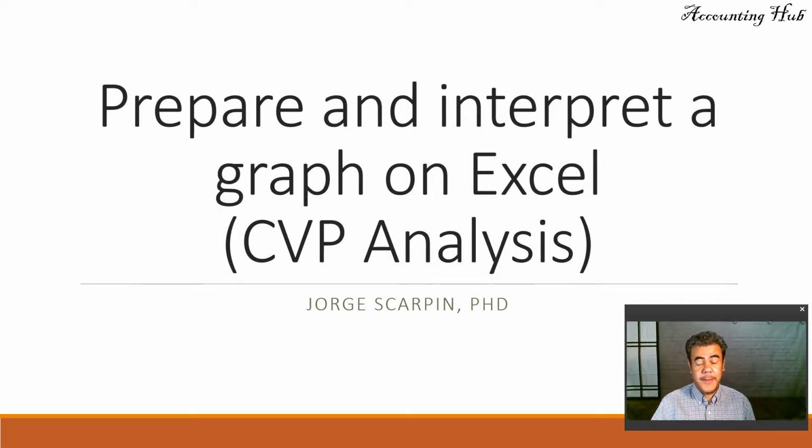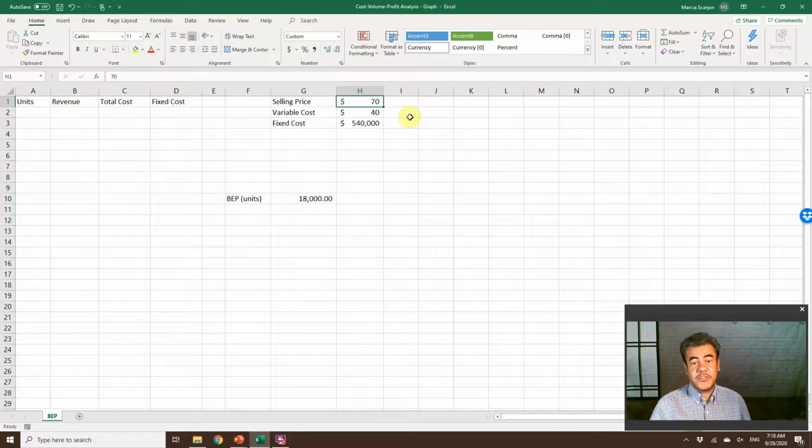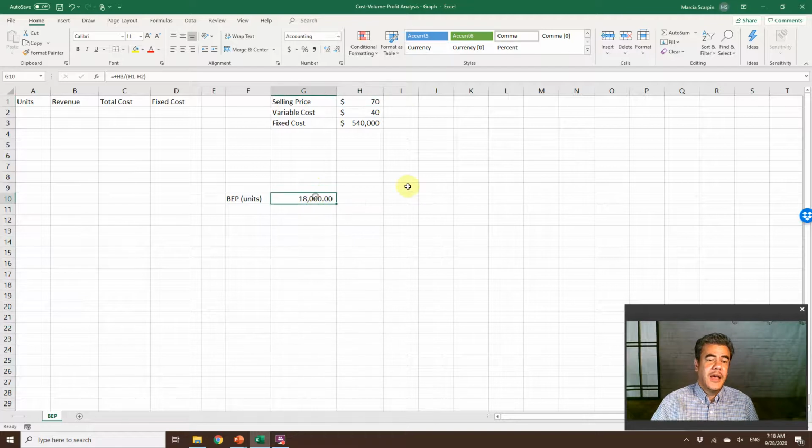I'm Professor George Scarpin, PhD in accounting, and our topic today is how to prepare and interpret a graph on Excel. And here we will be using the cost volume profit analysis to deal with that. So let's go to our Excel file. Let's consider a company with a selling price of $70, variable cost of 40, and fixed cost $540,000. If we go to cost volume profit analysis, our break-even point is 18,000 units.